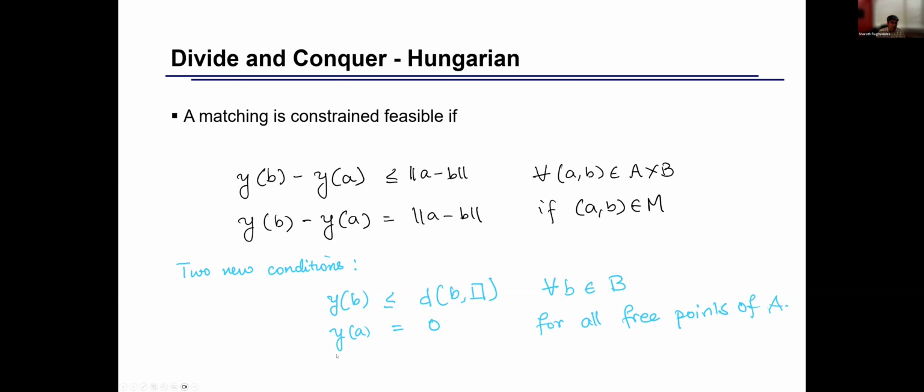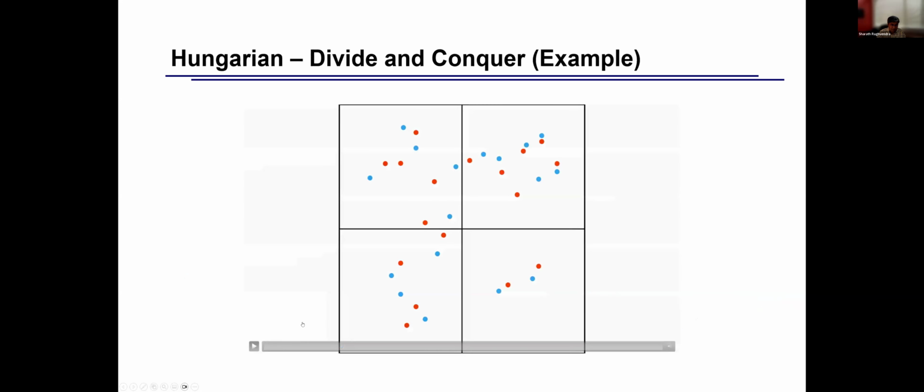This second condition will look innocuous, but it's very important. Otherwise, we can get trivial solutions. We can essentially set the weight of all points of A to be really large and match all points of B to the boundary. If you don't have this additional condition, we can start getting trivial solutions for the recursive subproblem. So this condition is important in that sense.